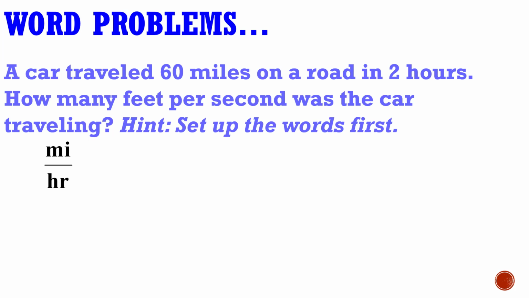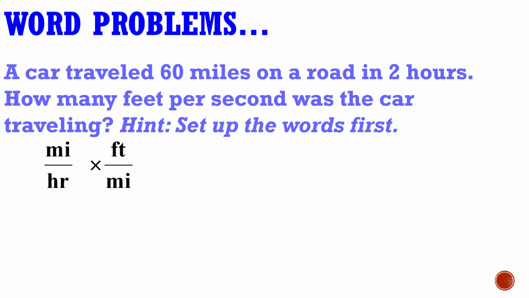The car traveled 60 miles on the road in 2 hours. How many feet per second was the car traveling? I'm going to give you a big hint, just like I've been saying before. Set up the words first. How many feet per second? Well, we want distance over time. So my initial fraction should start out with distance over time.